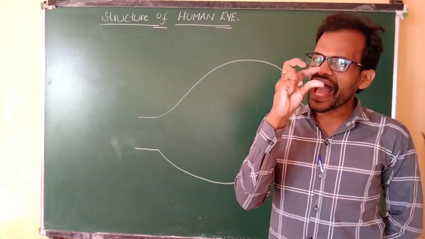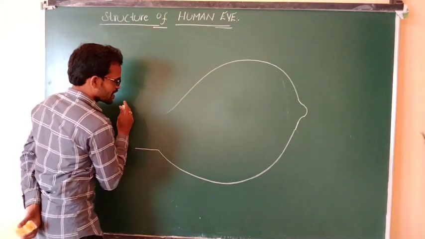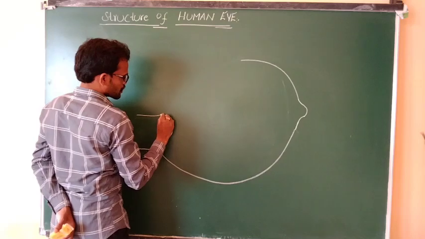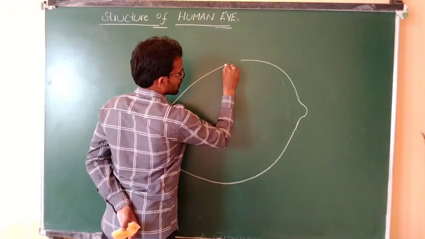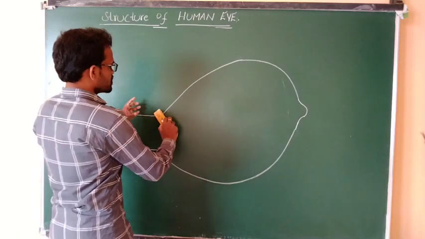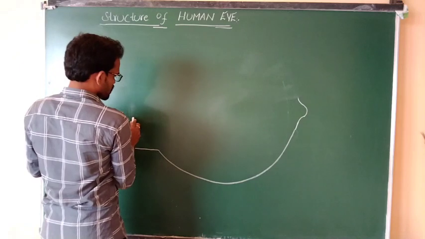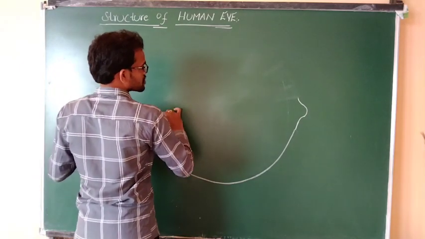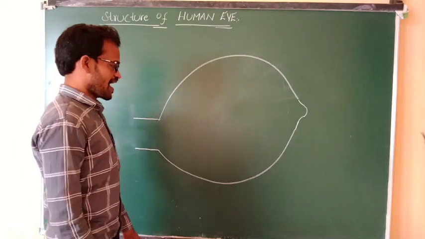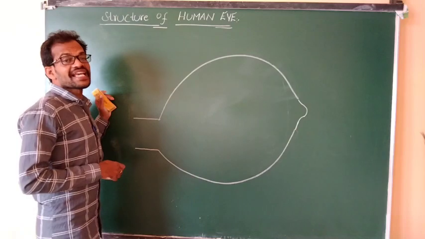If you observe the eye layers, how many layers are protecting the eyes? Okay, how many layers? The first, you can observe the first layer of the eye.